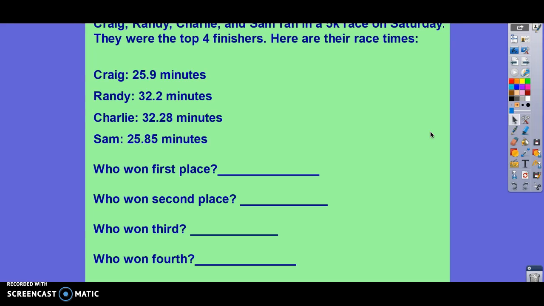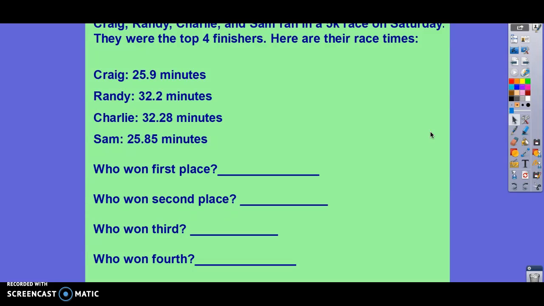Our application problem for today: Craig, Randy, Charlie and Sam ran in a 5K race on Saturday. There are 4 people. They were the top 4 finishers. Here are their race times. Craig raced at 25 and 9 tenths minutes. Randy, 32 and 2 tenths minutes. Charlie, 32 and 28 hundredths minutes. Sam, 25 and 85 hundredths minutes.